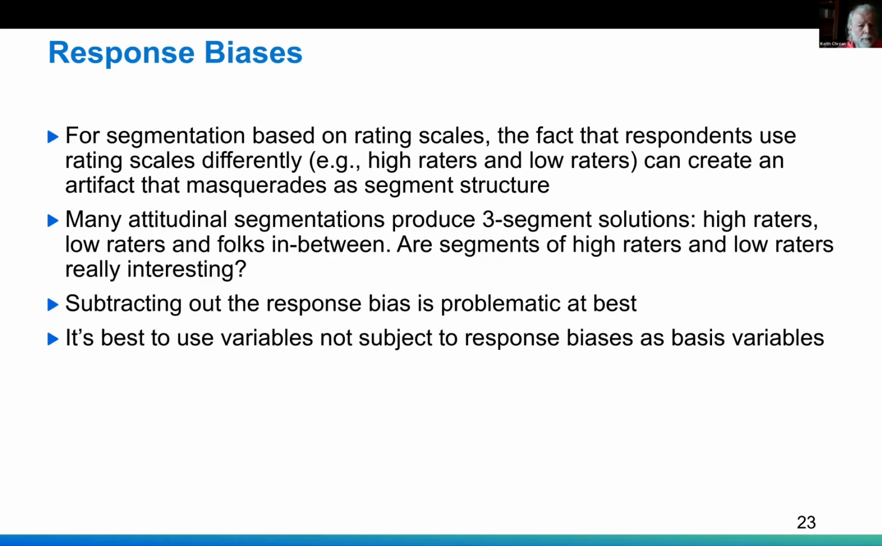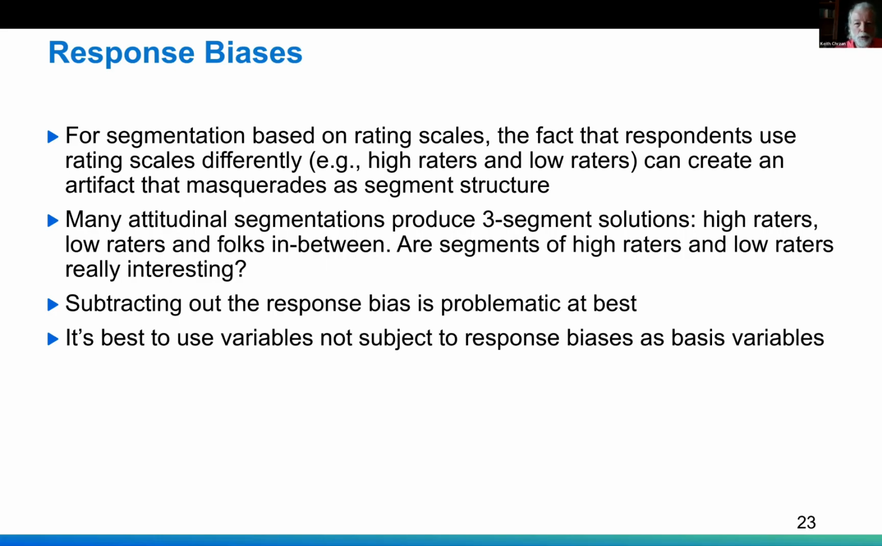So it's not at all uncommon for an attitudinal segmentation to produce a 3-segment solution: a segment of high raters, a segment of low raters, and a group of folks that are in between. Obviously, that's not a very interesting solution. We're segmenting on the artifact of how people use rating scales, and it's masquerading as segment structure, a cluster structure, and that's obviously problematic. If we had a good way of subtracting out that response bias, it would be great, but it's harder to do than you would think.